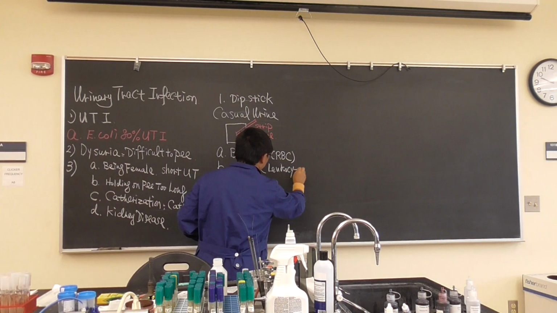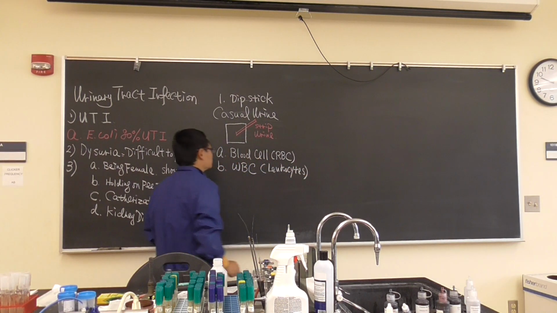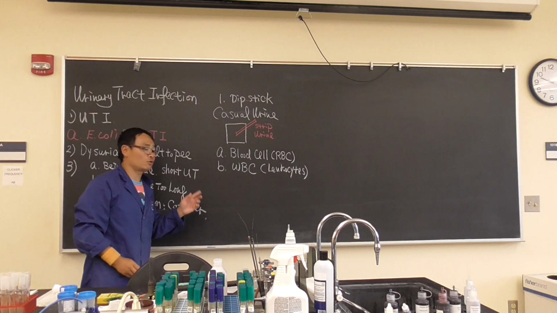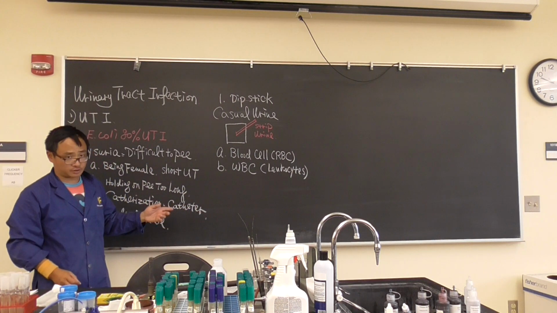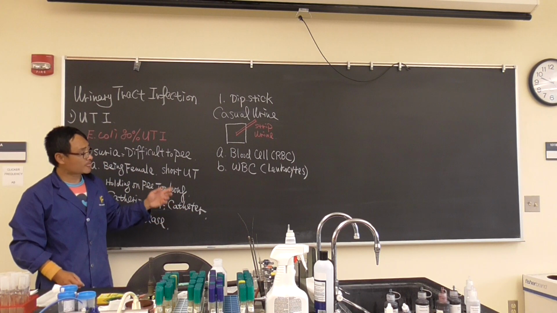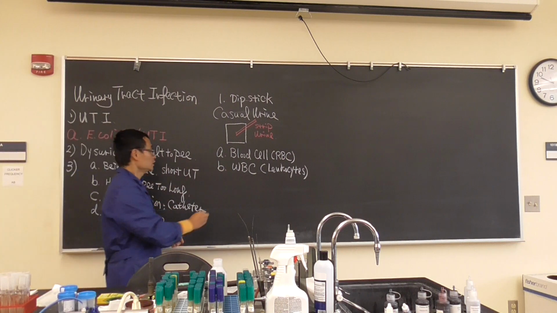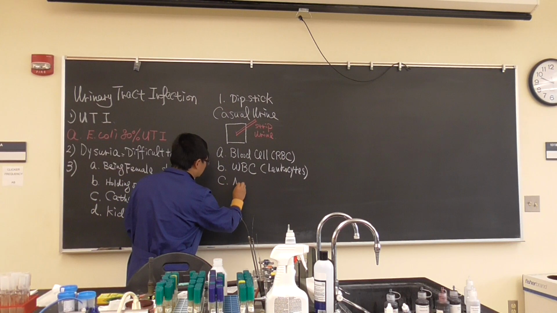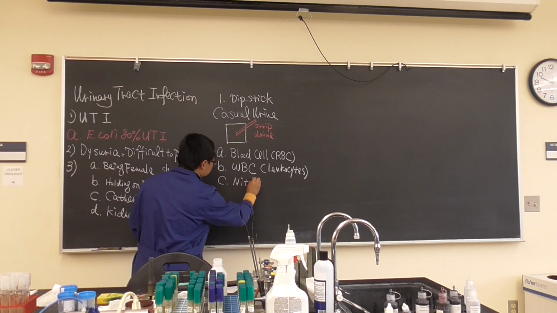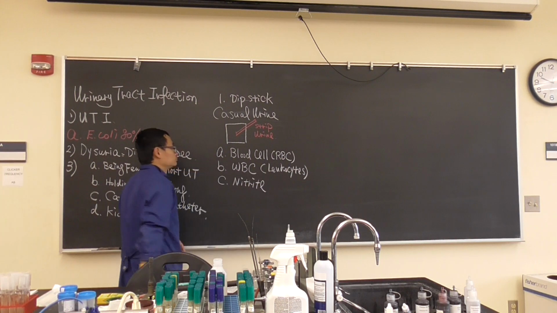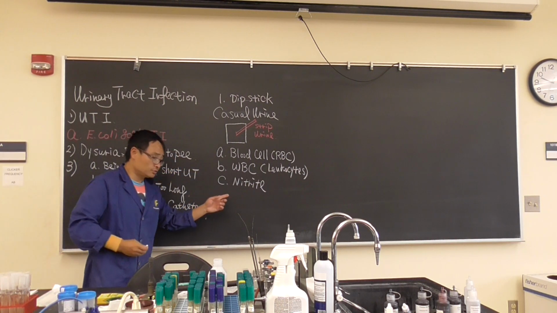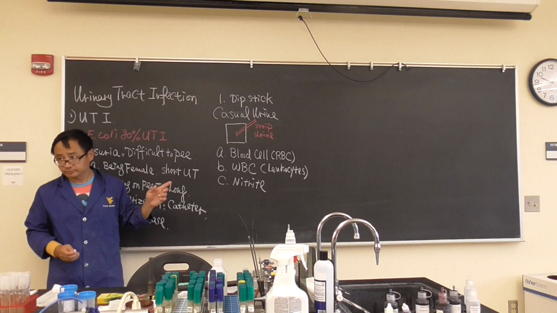Leukocyte. So you should not have a white blood cell in your urine sample. If you have it, it's possible UTI. Another thing we're going to look at is nitrite. And your urine sample should not have nitrite.